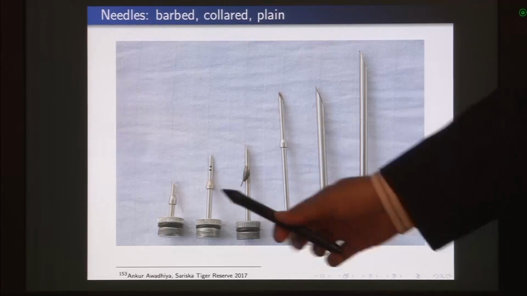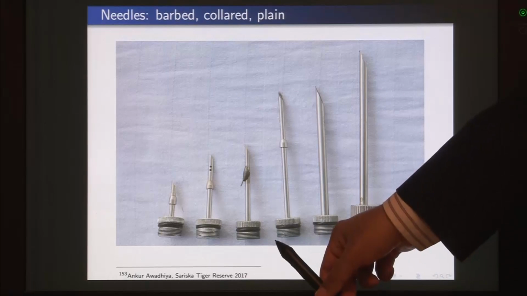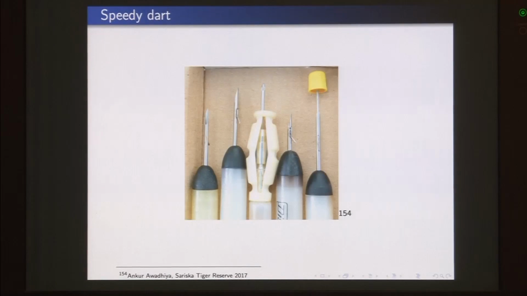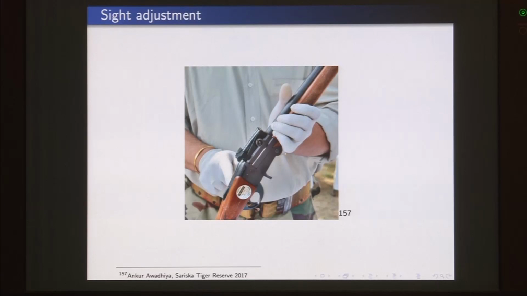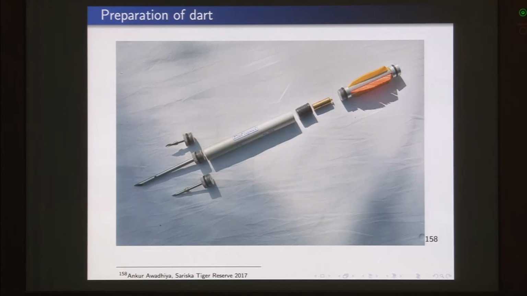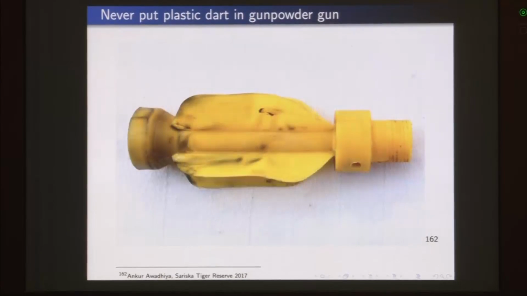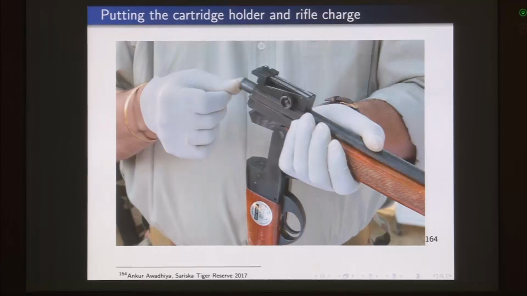Your collared needle is used when you want this dart to remain in the animal for some time, and a barbed needle is used in situations when you want your dart to remain with the animal till you go and remove it surgically. So we looked at speedy darts, Dan inject, and then we had a look at the gunpowder dart gun. So you have a sight adjustment, this is how the dart looks, and you have different kinds of charges, and you should never put a plastic dart in a gunpowder gun, otherwise it will not work properly.